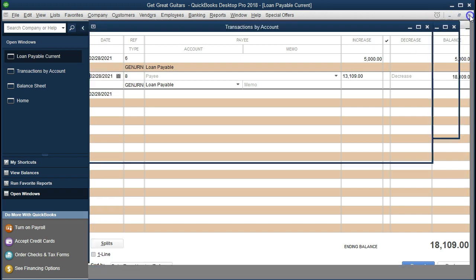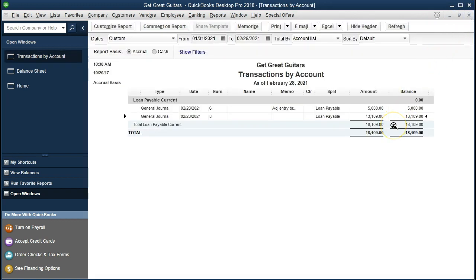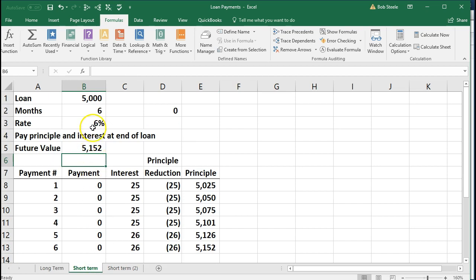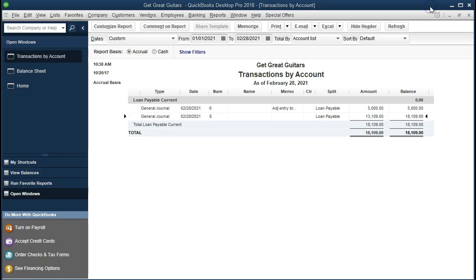So closing this back out, the current portion of our loan payable now includes two loans. One, the 13,109, which is the current portion of our long-term loan, and then the 5,000, which is just a current loan, and that matches what we have here, 13,109 in our amortization table, and the other loan, of course, the entire principal amount of 5,000 there as well.